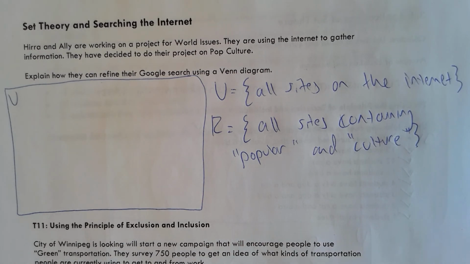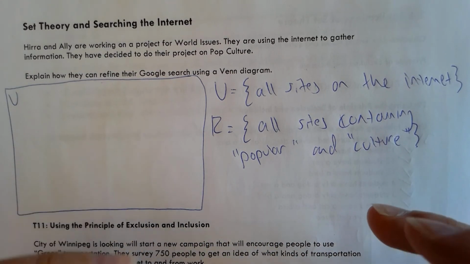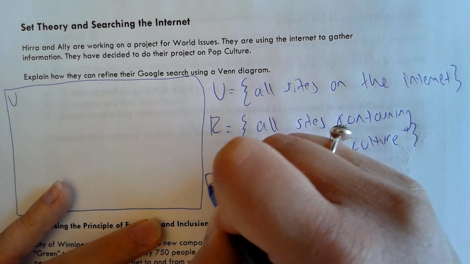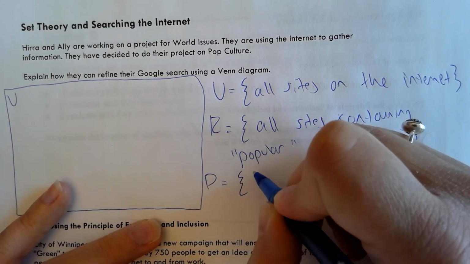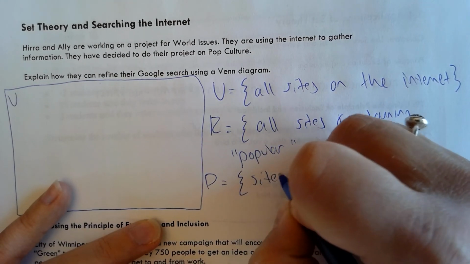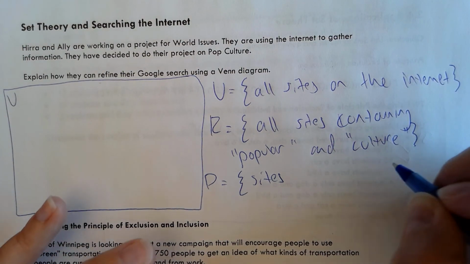Now, if you are a good searcher, and hopefully someone has helped you learn how to search on a library database, one way to narrow down your results a little bit is to put quotation marks around popular culture. So let's give me our next one. Let's call it P. Sites with the phrase. So you kind of make it more into a phrase rather than two separate words.